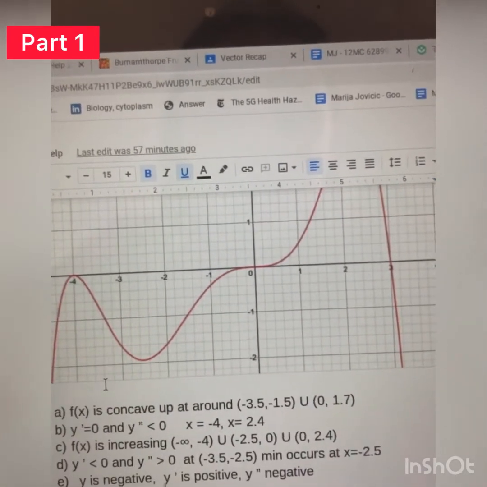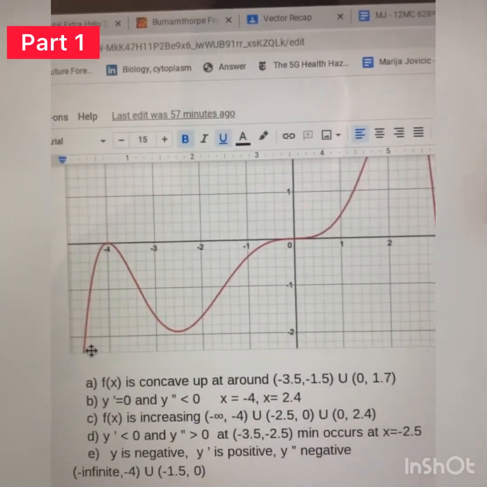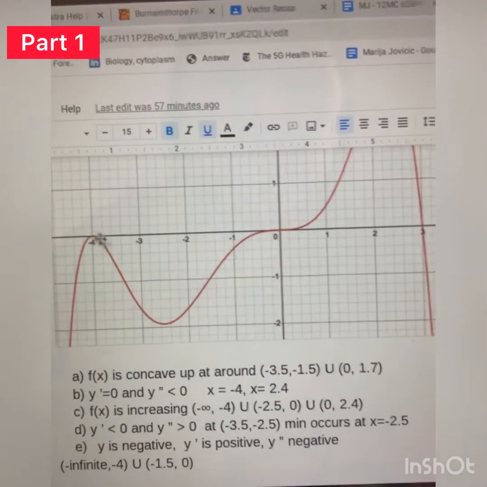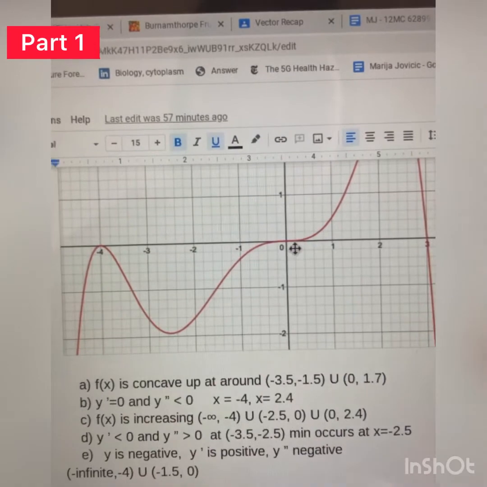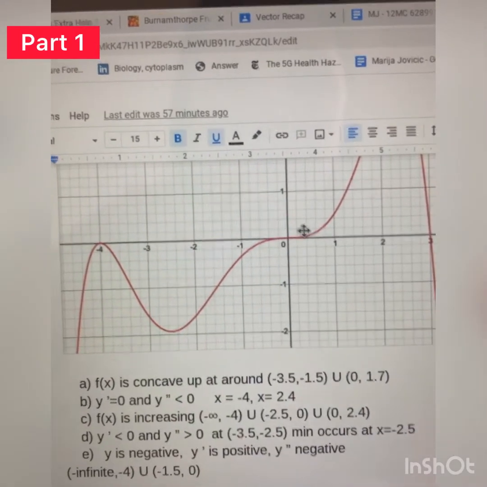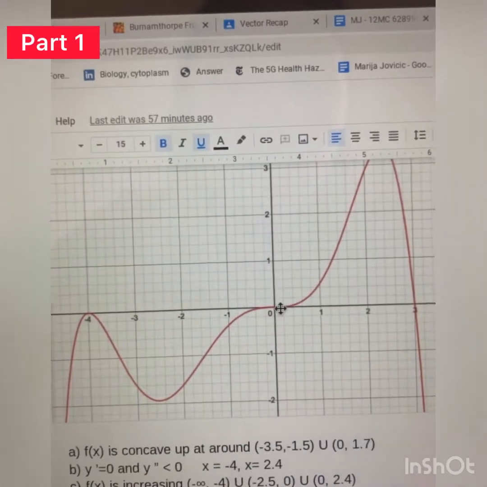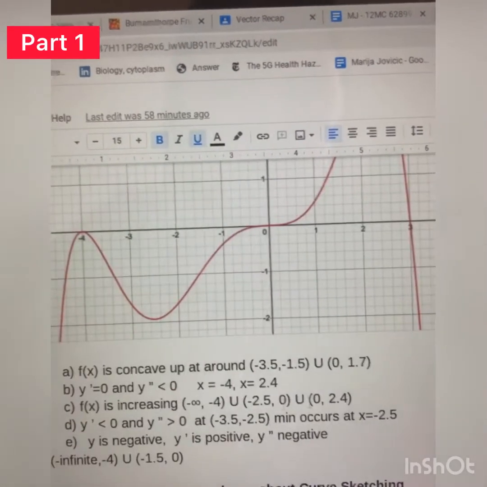Then we're told to find when the function is increasing. So we simply look from left to right in our graph. It's increasing from negative infinity to negative 4, not including. From negative 4 to negative 2.5, it's decreasing. From negative 2.5 to 0, not including, it's increasing. At 0, there's a point of inflection where it changes concavity, and then it continues increasing from 0 to around 2.4, and then decreases from 2.4 to infinity, also not including.